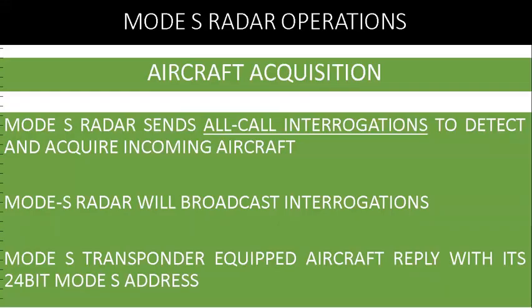Acquisition. Each MODIS ground sensor has a discrete identification code known as the interrogator code. The interrogator code is included in the interrogation pulse. MODIS radar sends all-call interrogations to detect and acquire incoming aircraft. MODIS radar will broadcast interrogation pulses. A MODIS transponder-equipped aircraft will reply with its 24-bit MODIS address.